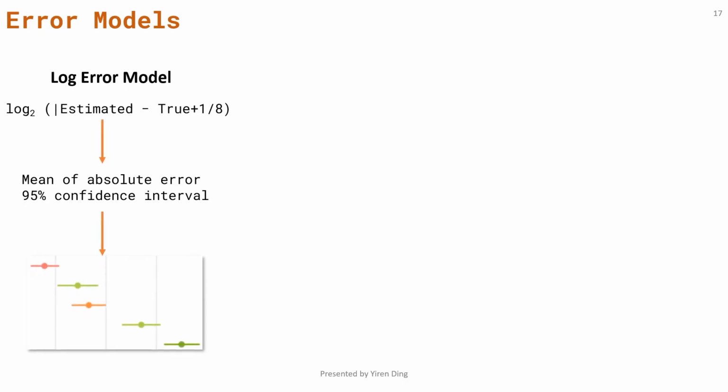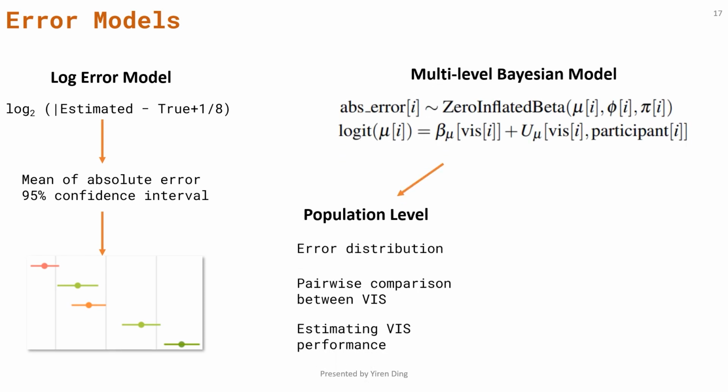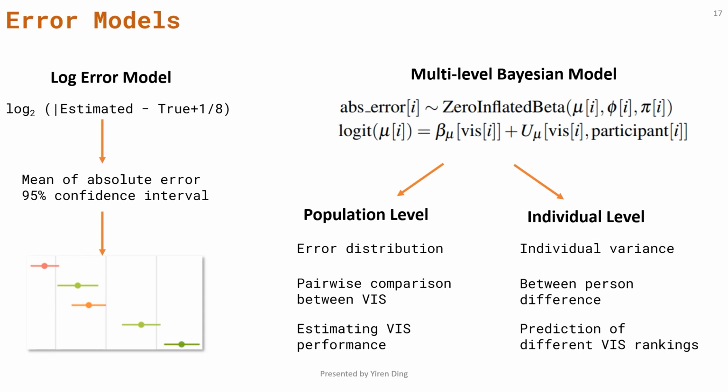The previous log error model can only show us the mean and confidence interval of chart performance at the population level, which is a very limited angle. By using our new Bayesian model, first, we can examine chart performance at the population level from multiple new angles, such as the distribution of error and pairwise comparison. And through our new model, we can examine errors at the individual level as well, giving us a lot of interesting findings.